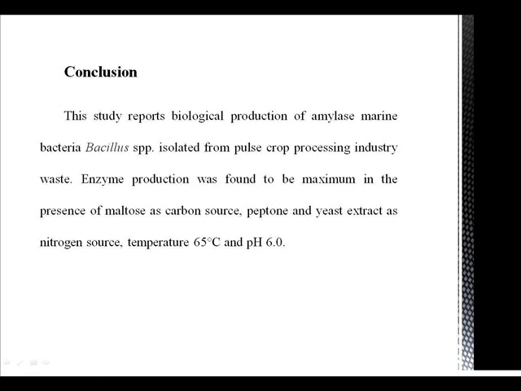Our project study reports the biological production of amylase by Bacillus species isolated from pulse crop processing industry waste. Enzyme production was found to be maximum in the presence of maltose as carbon source, peptone and yeast extract as nitrogen source, at temperature 65 degrees and pH 6.